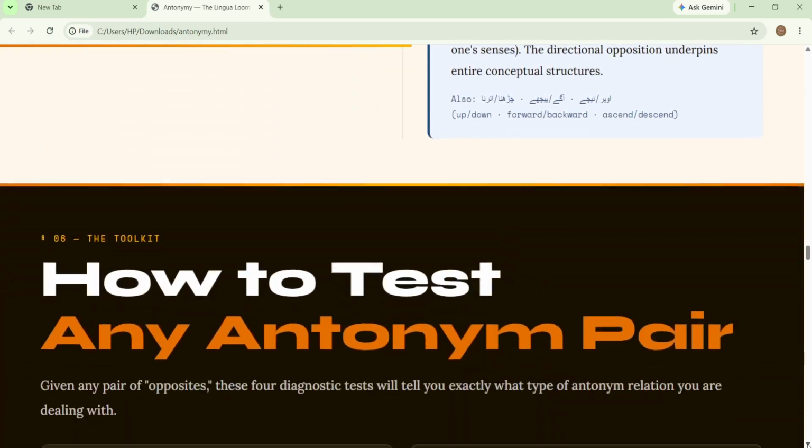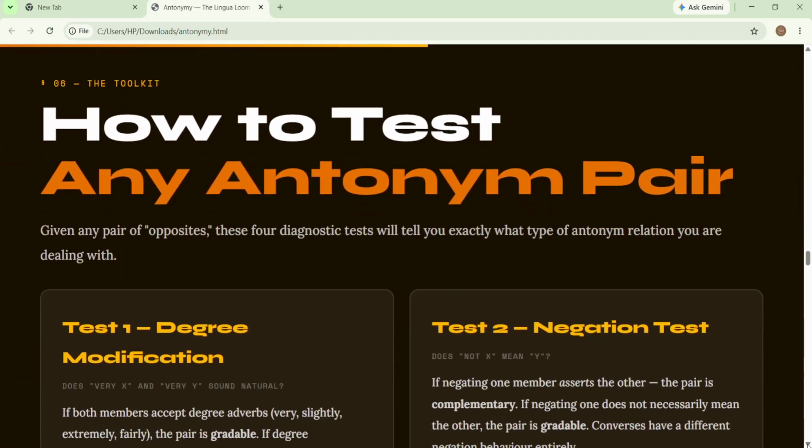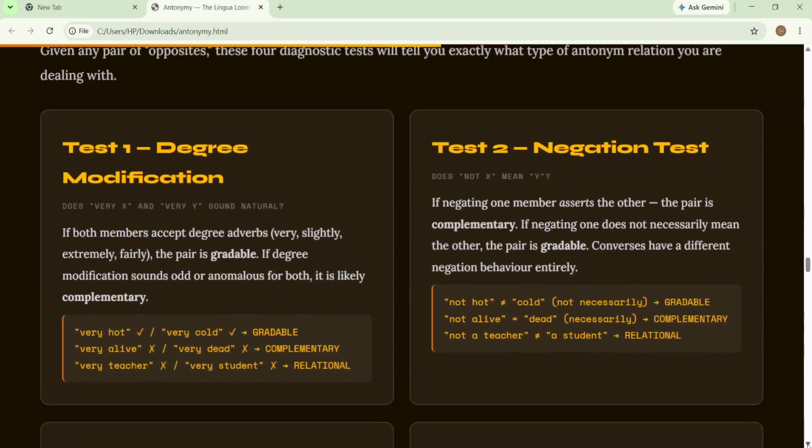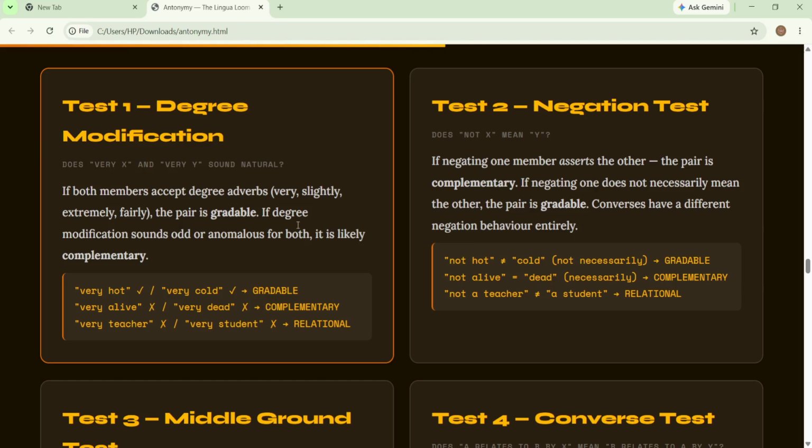Let's move forward. So, how to test any antonym pair? The first test is degree modification. If both members accept degree adverbs like very, slightly, extremely, fairly, the pair is gradable. If degree modification sounds odd, it is likely complementary. Examples: very hot, very cold, well, gradable, good to go. Very alive, very dead? Well, that's complementary because you cannot be very alive or slightly alive.